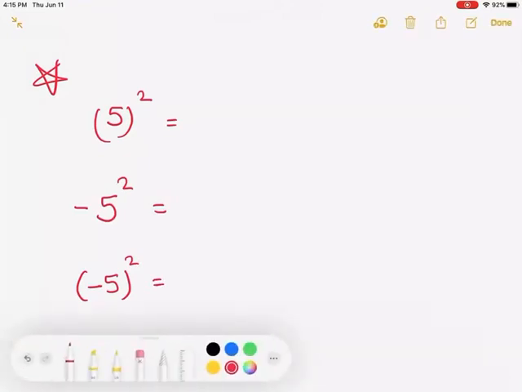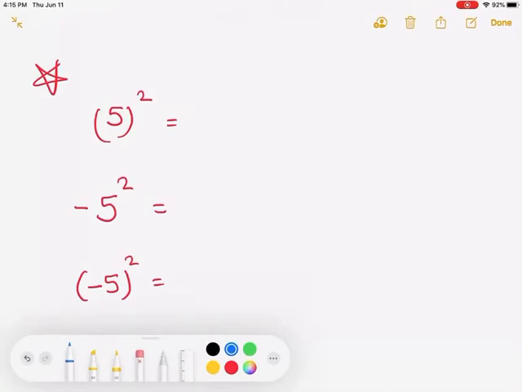The first part is finding squares of integers. Let me put up 3 different problems and then we'll figure out the differences. The first one is 5 squared. Then I'll have negative 5 squared. And the last one is parentheses, negative 5, and there's a square. I hope you guys remember exponent. It means you have to multiply the base number that many times.